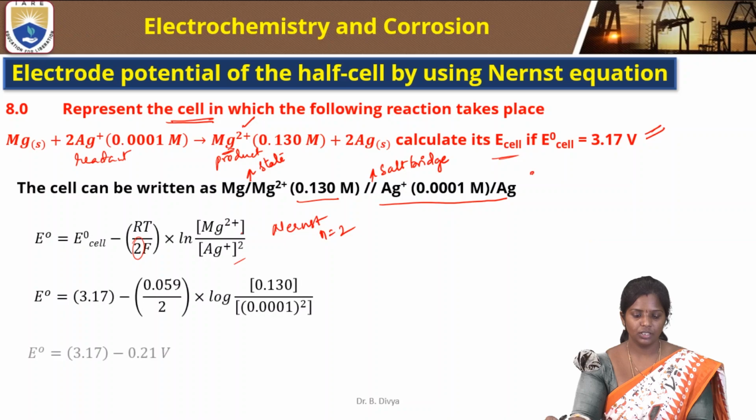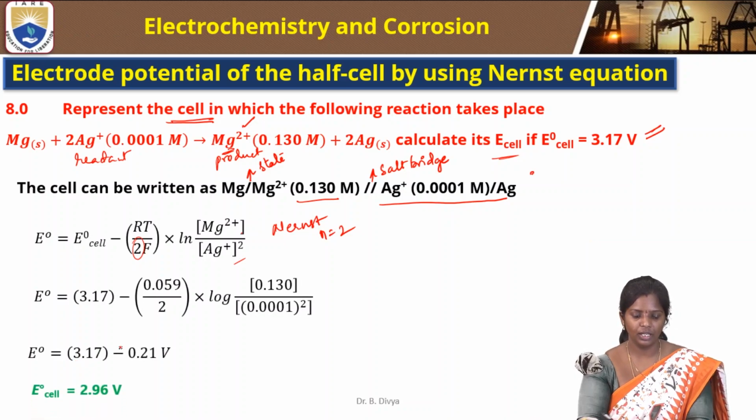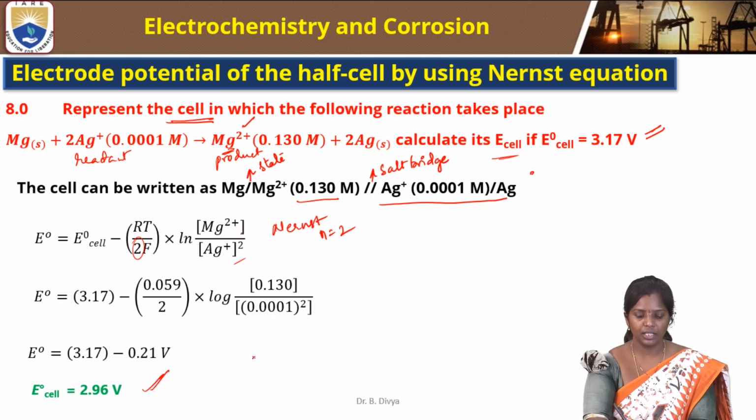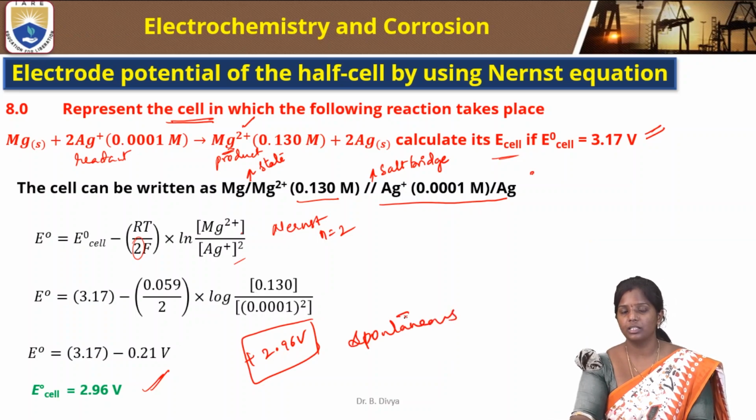Upon substitution, we get 3.17 minus 0.21, and the E value is plus 2.96 volt. So the reaction is spontaneous again, and it is also feasible because it is positive.